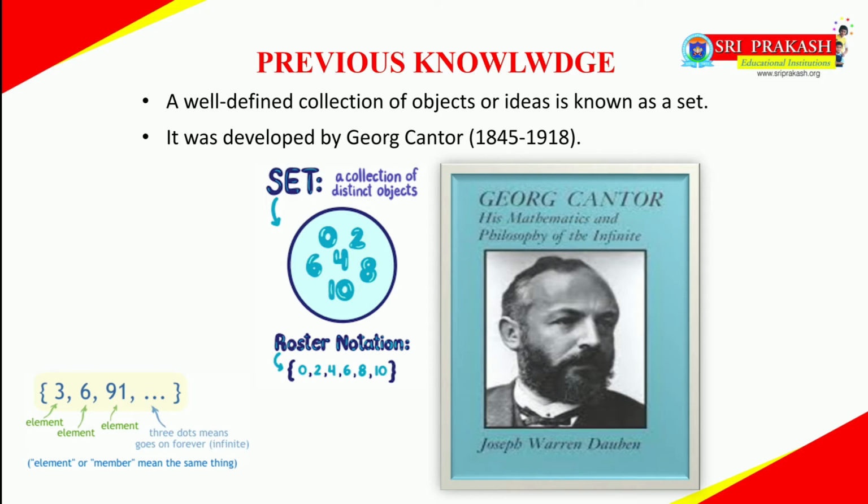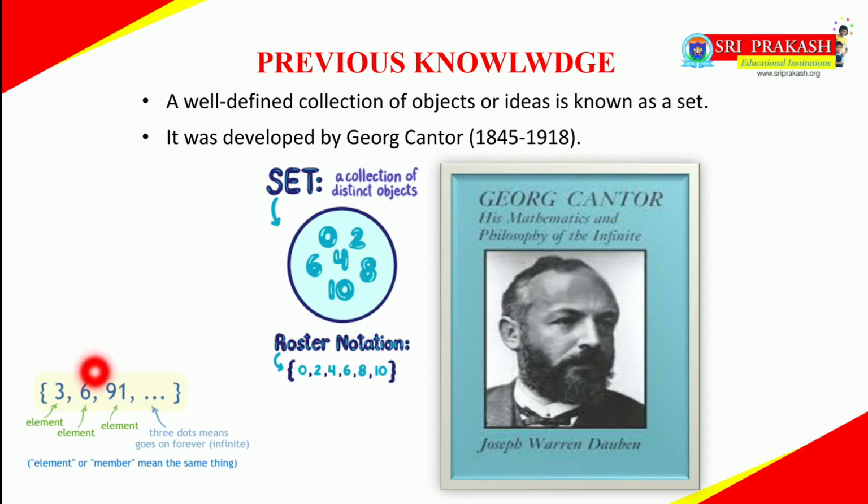Let us recall the basics of sets. A set is a well-defined collection of objects or ideas. It was developed by George Cantor. As we have discussed here, there is a collection of objects: 0, 2, 4, 6, 8, 10. Therefore, this is called a set. The numbers in the set are called the elements of the set.